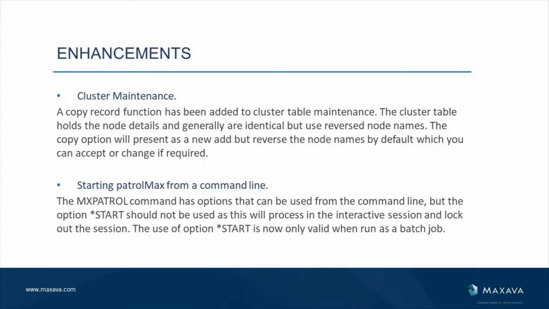Starting Patrol Max from the command line. The Patrol Max command has options that can be used from the command line, star end or star refresh, but there's also the star start option, which can be used but will then become part of the interactive process, and it will lock up the session as the Patrol Max start functionality is running interactively. The use of the start option has now been validated that will only work as a batch running job. If it's attempted as an interactive session, it will now not be able to be performed.